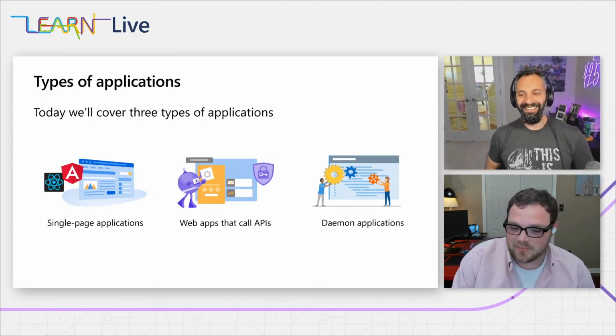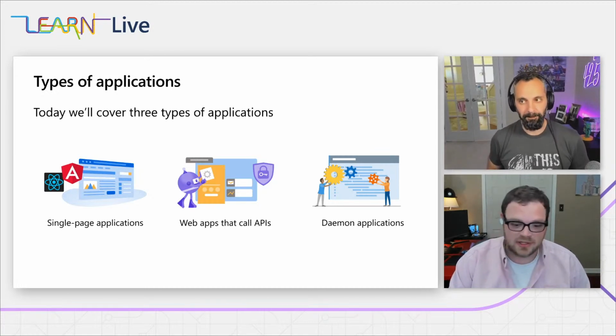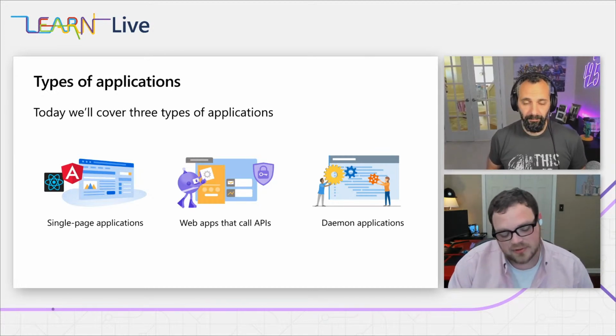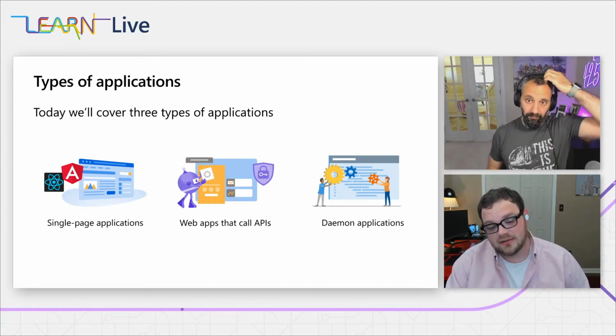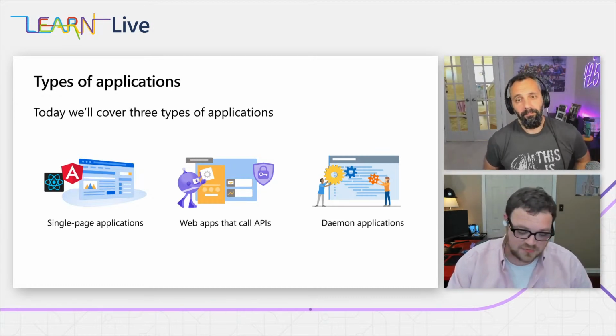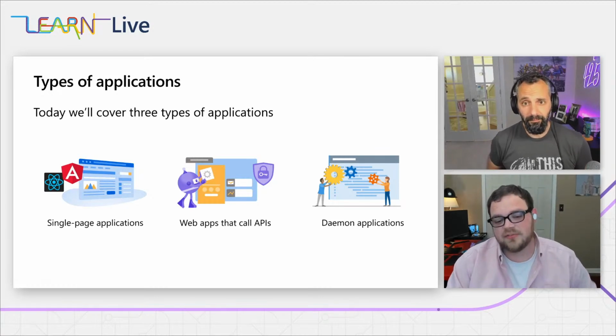We're going to look at web apps that call APIs. So this could be something like a Node app or an ASP.NET Core app that's going to call an API, and it's going to be a web app, so it's going to be running on a server somewhere as opposed to running wholly inside the browser.